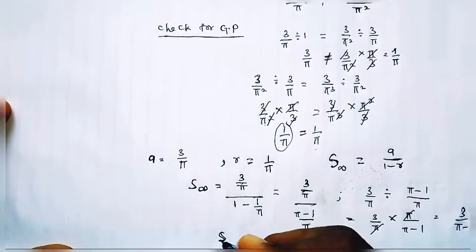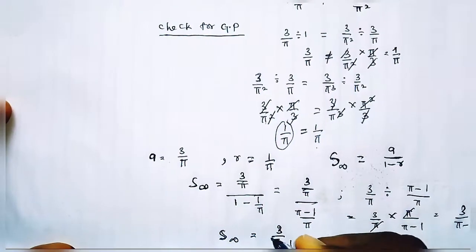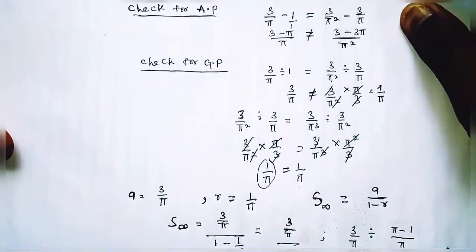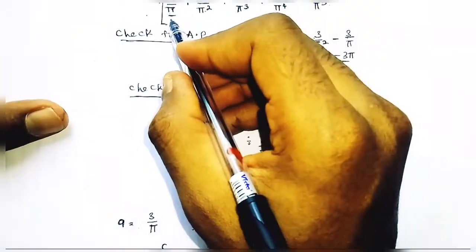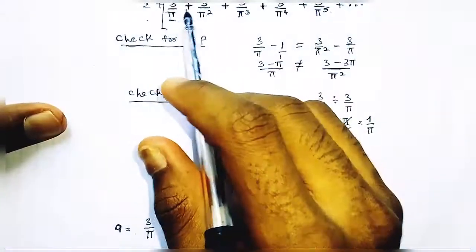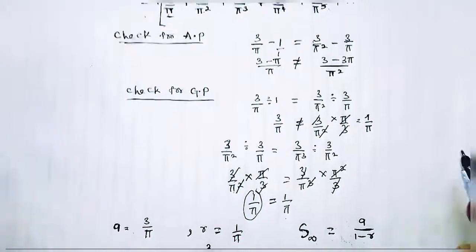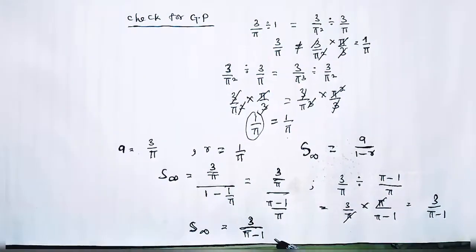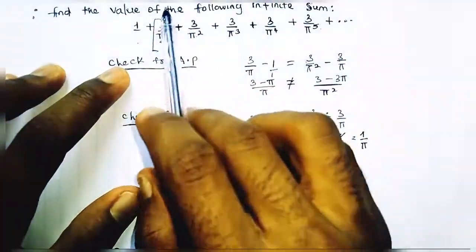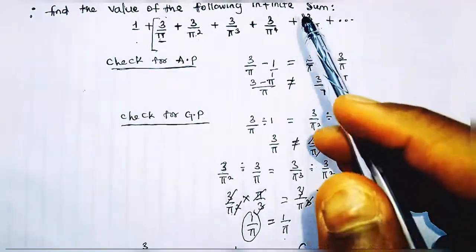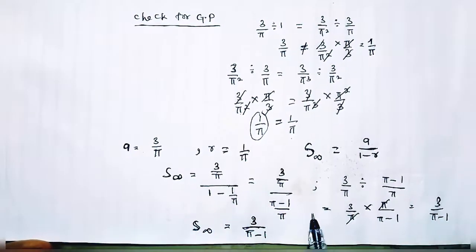So the sum to infinity of that geometric series is 3 over pi minus 1, meaning that this is the value when I add up 3 over pi down to infinity. When I add up, starting from 3 over pi plus this plus this plus this down to infinity, the value I'm going to have is 3 divided by pi minus 1. I sum this whole series up down to infinity, and I had a certain value, which is 3 divided by pi minus 1.